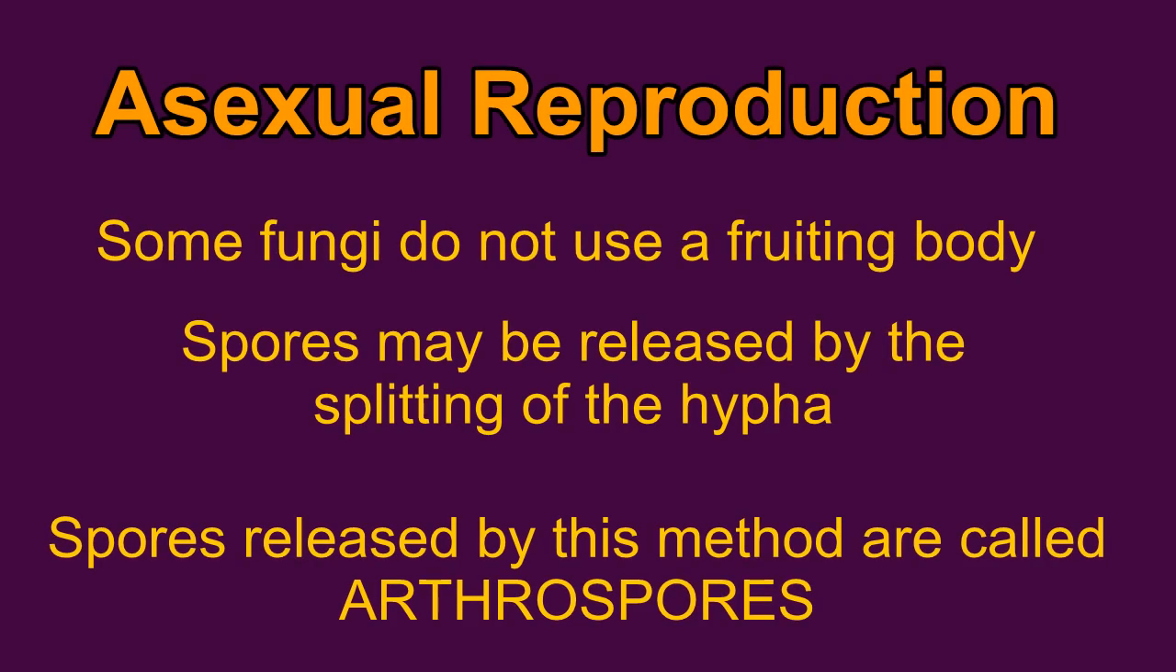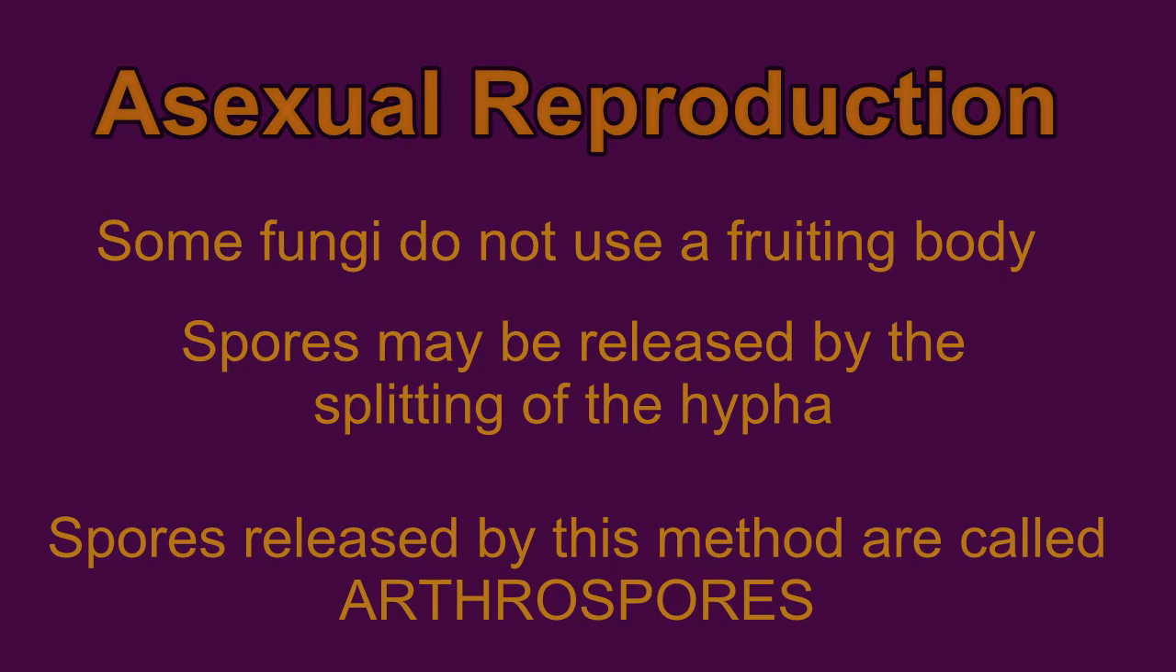Some methods of reproduction do not involve a fruiting body. For example, spores may form by fragmentation of the hypha. This process yields what are known as arthrospores, which comes from the Greek stem arthro, which means joint. An example of this is Trichophyton, which is the fungus that causes athlete's foot.